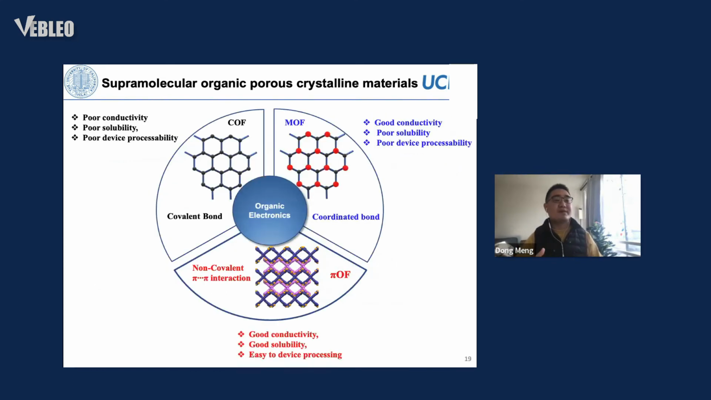We want to compare it with the other two famous porous materials. We find that COFs maybe always help the conductivity, because they are connected by covalent bonds. But as polymers, they cannot solve the problem of solubility and are hard to make into devices. For MOFs, because they form coordinate bonds and include metal, they have maybe better conductivities, but also the same problems. They have poor solubility and poor device processability.